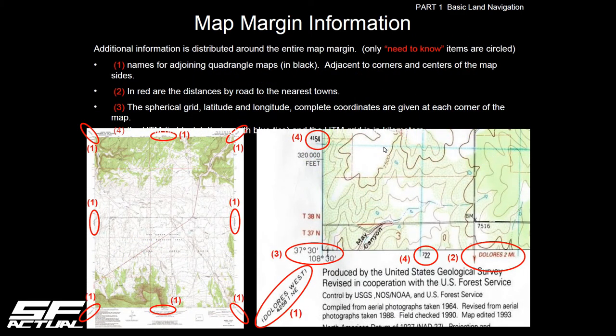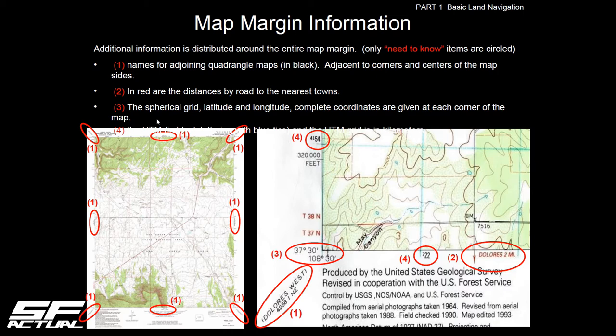Real quick over here, additional information. So the number ones, you can see the number ones, they're on these corners and they're normally written in a diagonal fashion, is the names for the adjoining quadrangular maps in black, adjacent to the corners and centers of the map. So if you were trying to find the map that joins here in the corner, you would look up this one right here. This Dolores West, 4258 northeast. And that's going to point that out. The number two, so all the twos right here in red are the distances by road to the nearest town. So there's a town down below here at the edge of this map that is 2 miles south of Dolores, or however you say that.